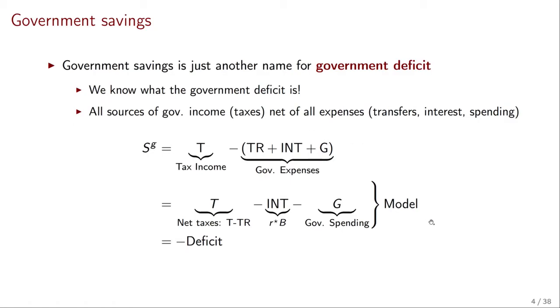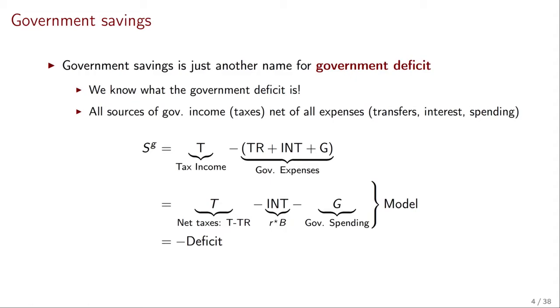When we look at it in the model, this expression looks a little bit different. That's the discussion we were having at the end of the previous slides. In the model, we define net taxes, T minus TR. So in the model, we won't have the TR flying around. We're just going to have T minus interest payments minus the government spending. And you can see that this is just the definition of the negative deficit. So when there is a negative deficit, the government is saving. When there is a positive deficit, the government is dissaving, it's getting in debt.